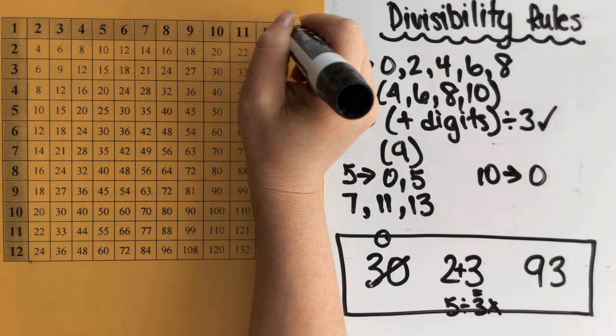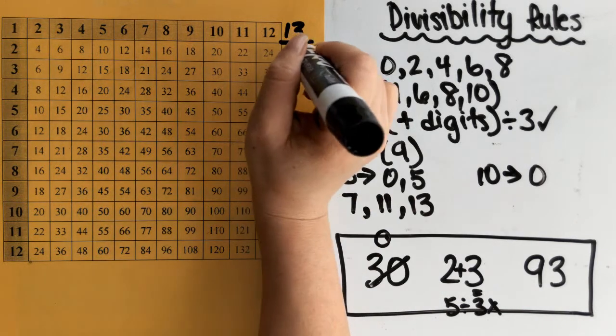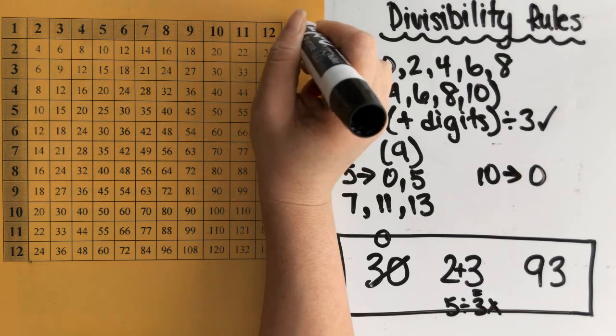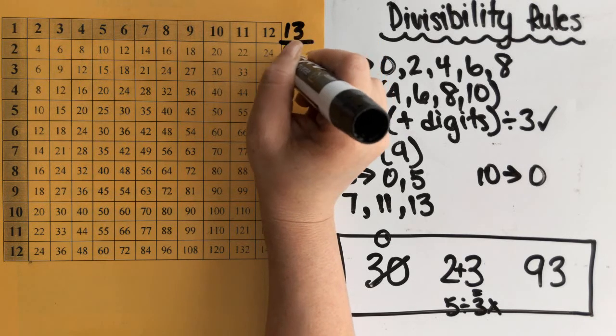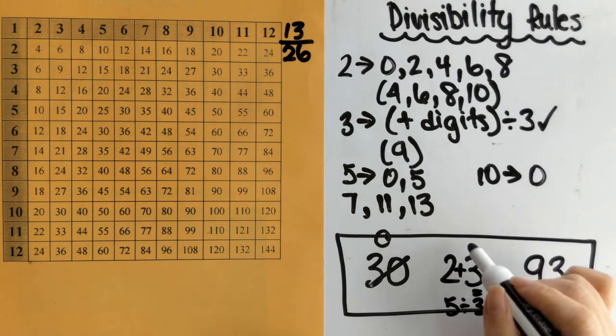Nope. Now, if I extend my chart to 13, my next fact in 13 will be 26, because 13 times 2 will give me 26. Okay? Again, 23 is not in the 13's facts family. So I know that 23 is prime.